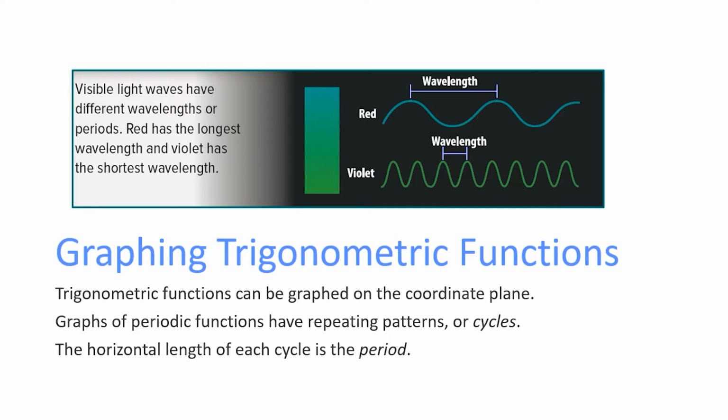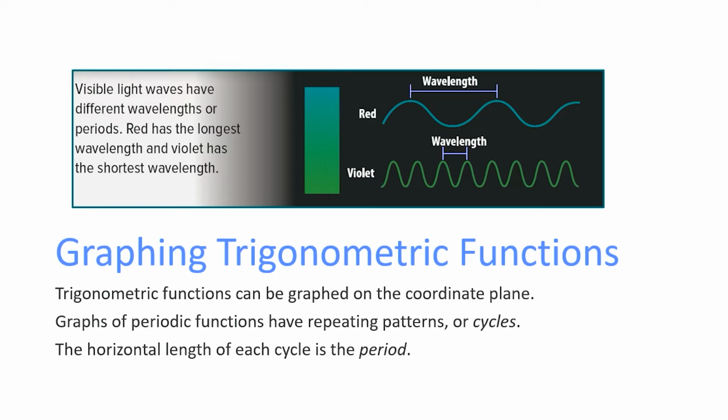Graphing trigonometric functions. Trigonometric functions can be graphed on the coordinate plane. Graphs of periodic functions have repeating patterns or cycles. The horizontal length of each cycle is the period.